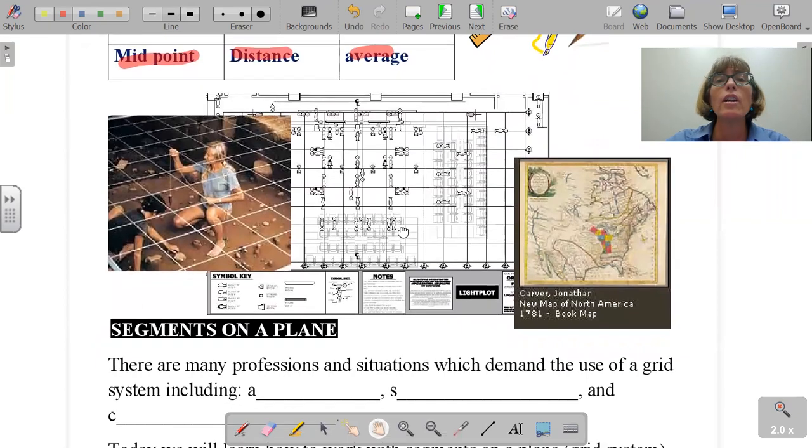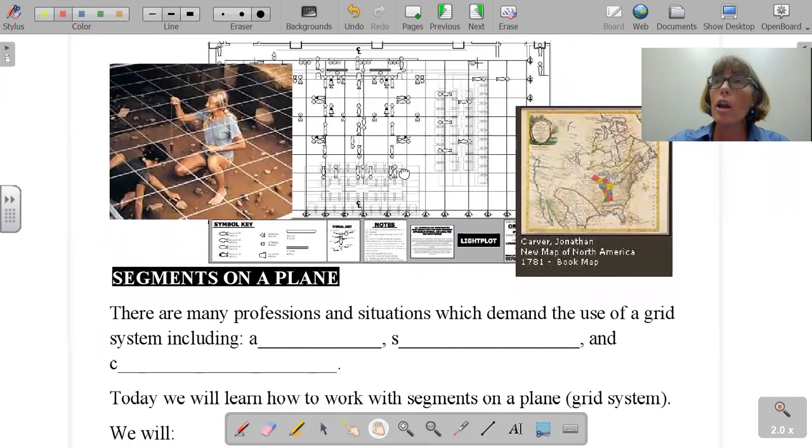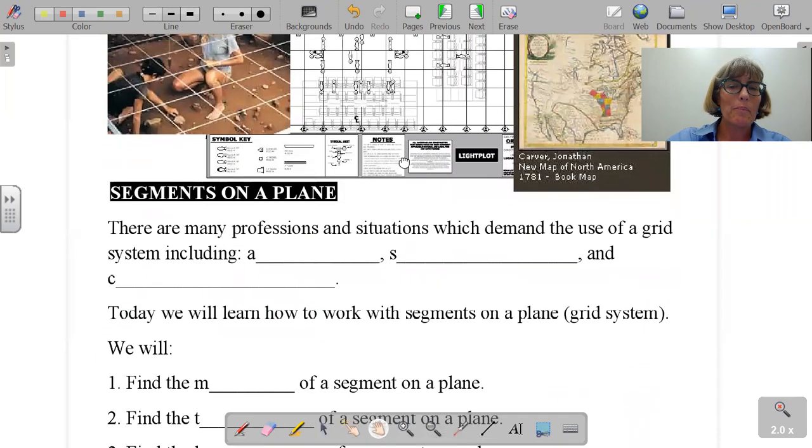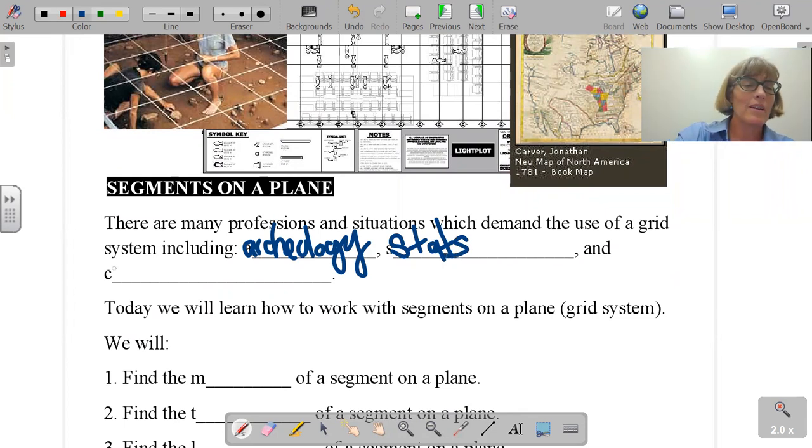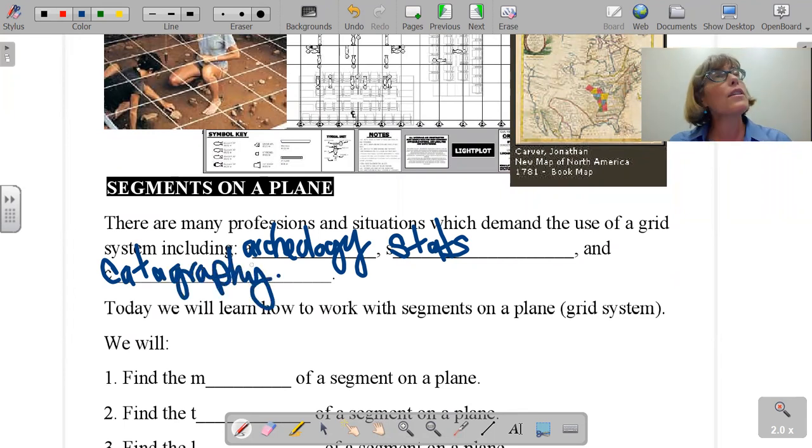Working on a coordinate plane impacts a lot of different professions and scientific studies. There are many professions and situations, including archaeology, stats, cartography, anything that uses, honestly, a GPS system. All of that involves motion on a coordinate plane.